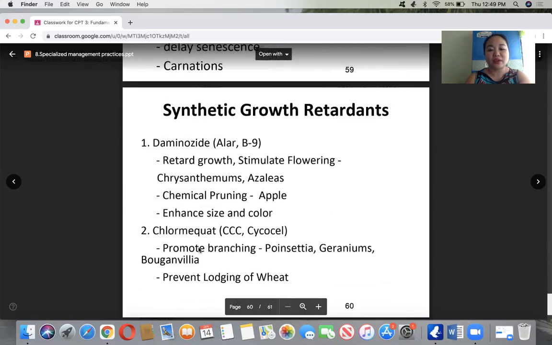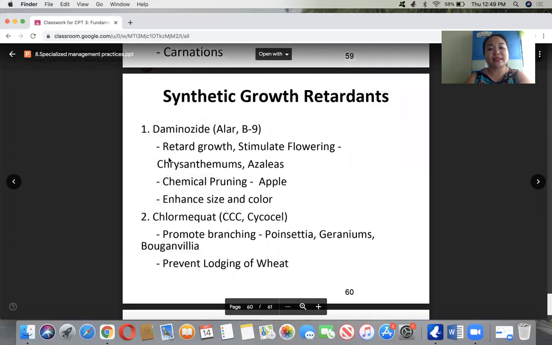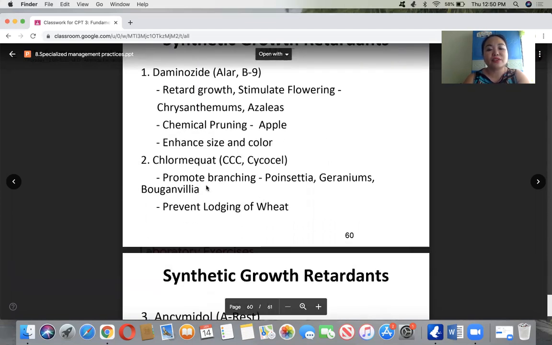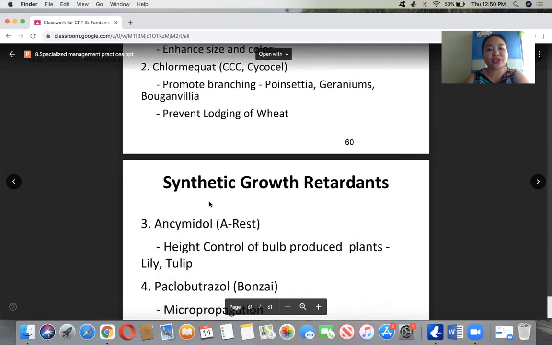So there are also synthetic growth retardants like daminozide, which retard growth and stimulate flowering in chrysanthemum and azaleas, and also chemical pruning for apple and enhance size and color. We also have chlormequat to promote branching of poinsettia, geraniums, and bougainvillea and prevent lodging of wheat.